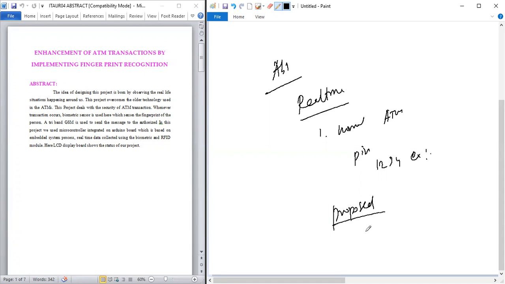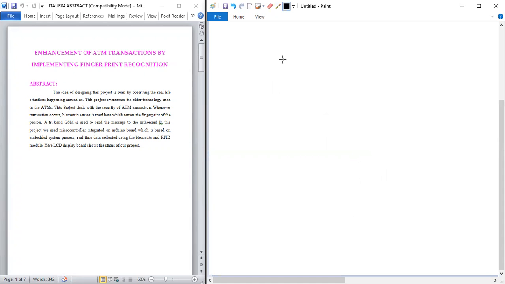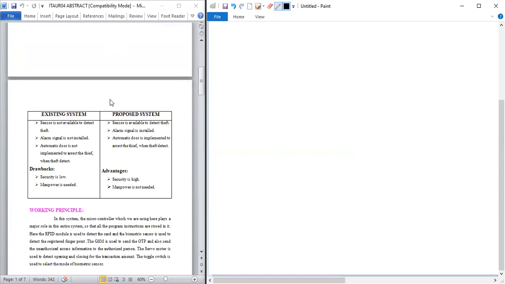In the proposed method, what we are doing is we are using fingerprint authentication. So only the owner of the card, only the account holder, can access the ATM machine, and during the transaction, the ATM machine asks for fingerprint authentication for getting the money. This is the proposed method. In the existing system, the security is low.